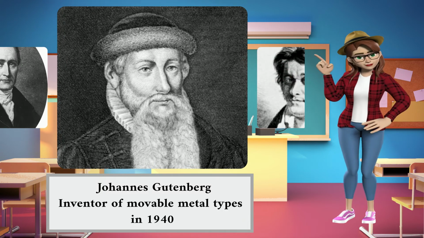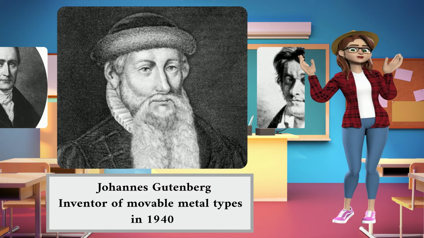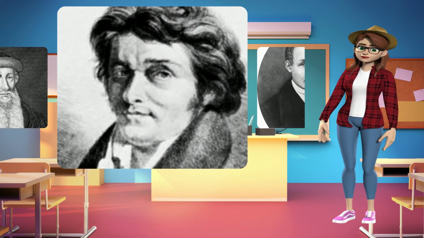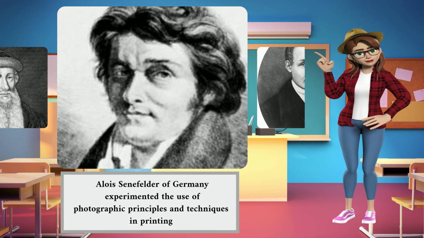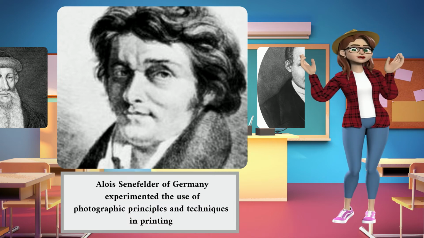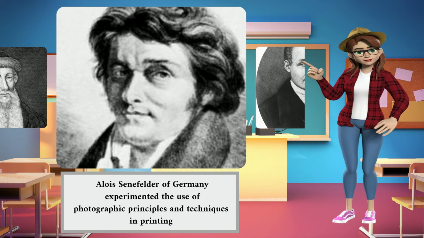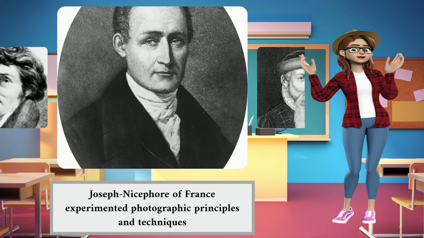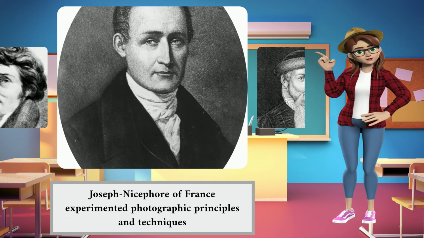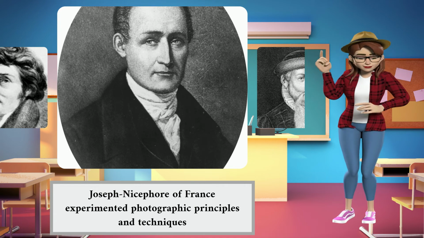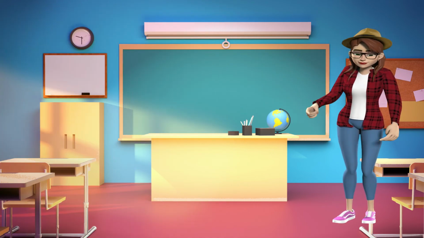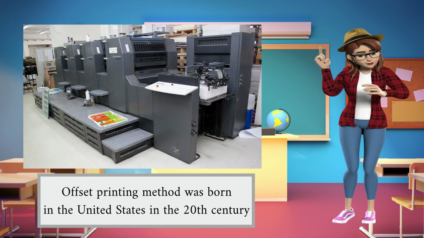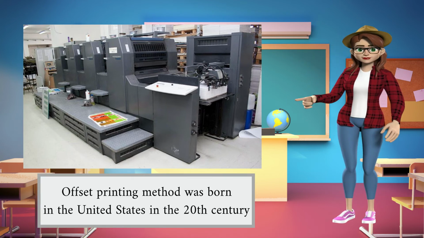He is the inventor of movable metal types in 1940. We also have Alois Senefelder of Germany. He experimented with the use of photographic principles and techniques in printing. We also have Joseph Niepce of France. He experimented with photographic principles and techniques as well. And finally, the offset printing method was born in the United States in the 20th century.